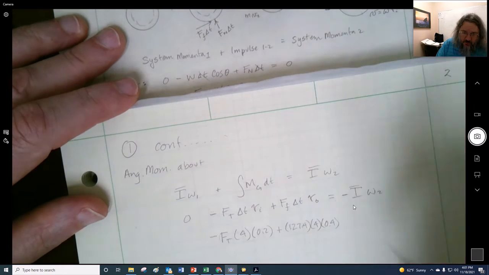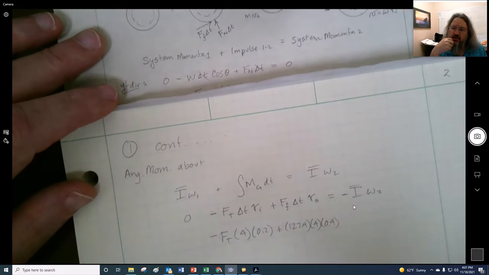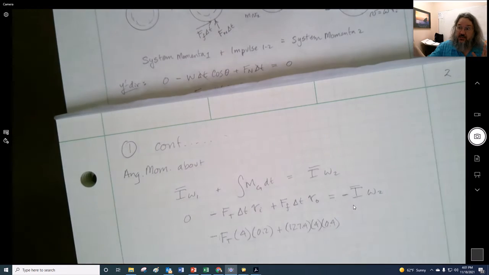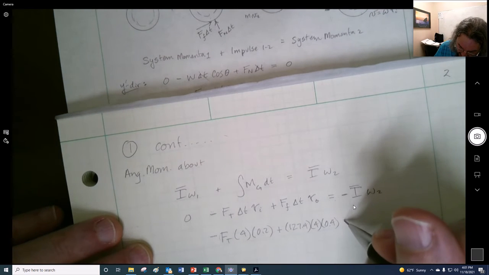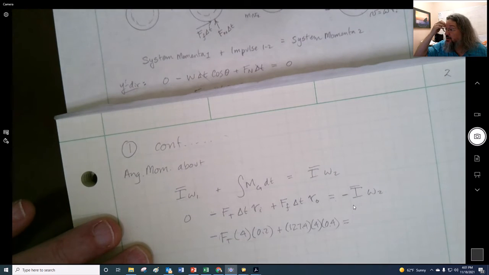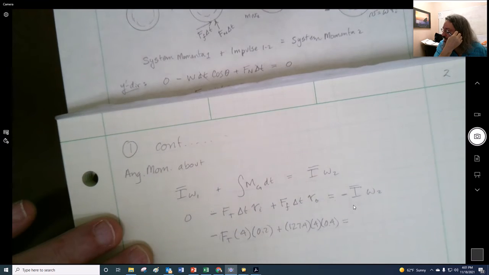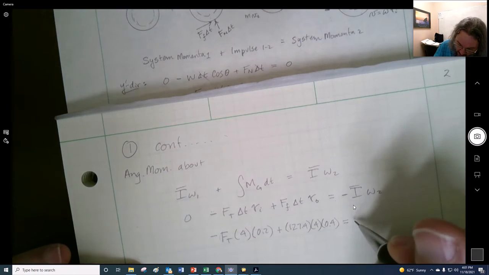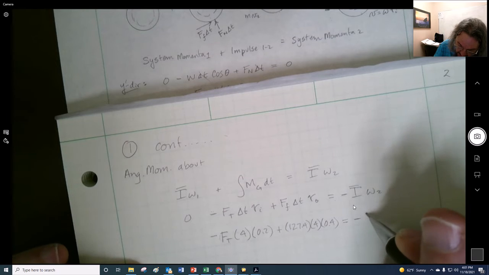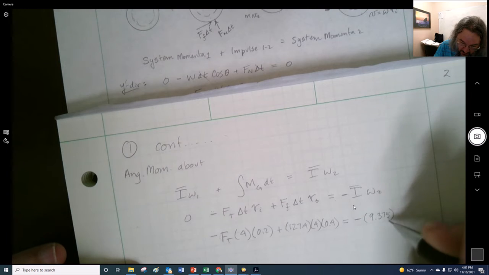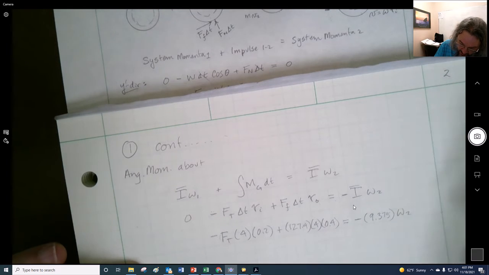I have to be careful with my values. I might have to redo this whole thing if I find that my values don't make it so that thing actually slides. That's a hazard when modifying problems, and I do that a lot. Should have checked it maybe, but I think we're going to be okay. And minus, the mass moment of inertia was 9.375, and we don't know omega 2.